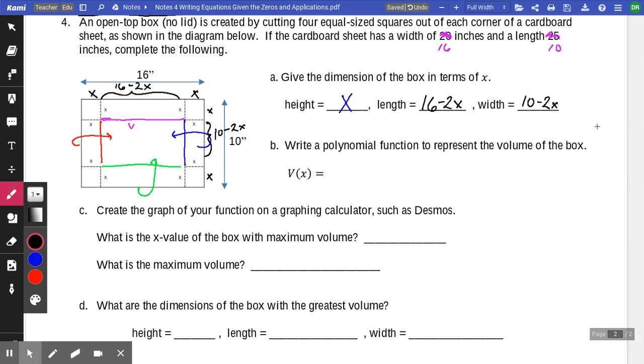width are. Okay. So writing a polynomial, what we're going to do is write a polynomial function to represent the volume. And we're actually just going to write it in factored form. So if you remember, volume is calculated by length times width times height. And so what we can do now is take our three expressions up here for the length, the width, and the height, and just show that we're going to multiply them together. So we get x times 16 minus 2x times 10 minus 2x.